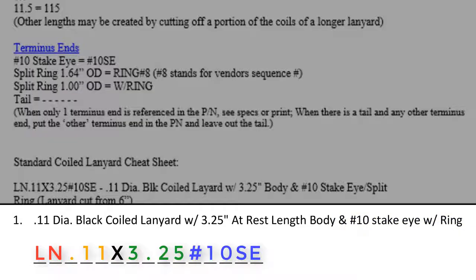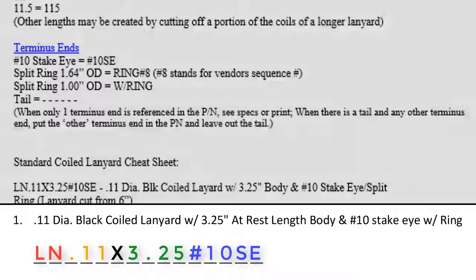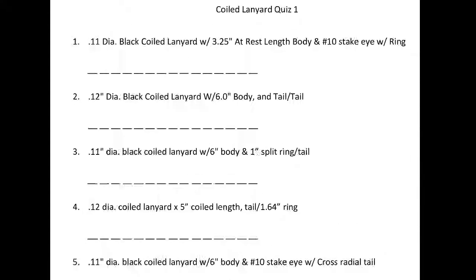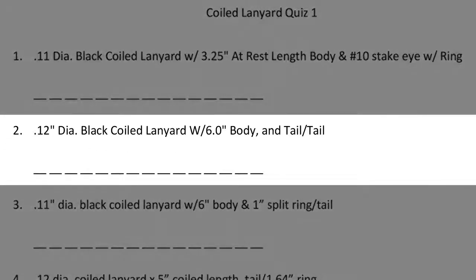Number 1 will be called out as LN.11 X 3.25 number 10 SE. Moving on to number 2. We have a 0.12 inch diameter black coiled lanyard with a 6-inch body and 2 tails.